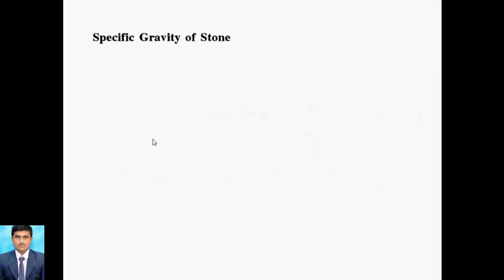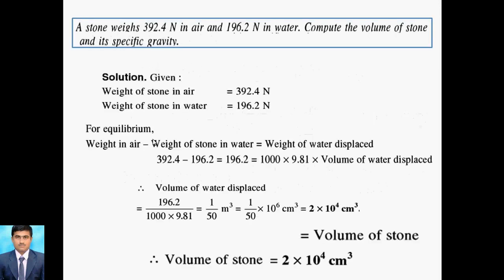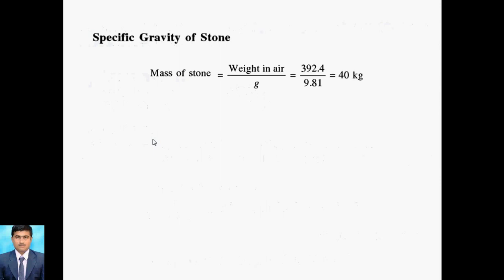So in this numerical we have discussed finding the volume of water displaced when two liquids are placed in one container, and after that the specific gravity of stone. So this is about 2.